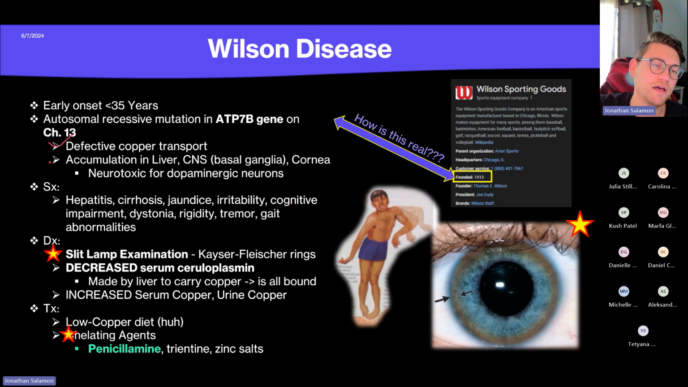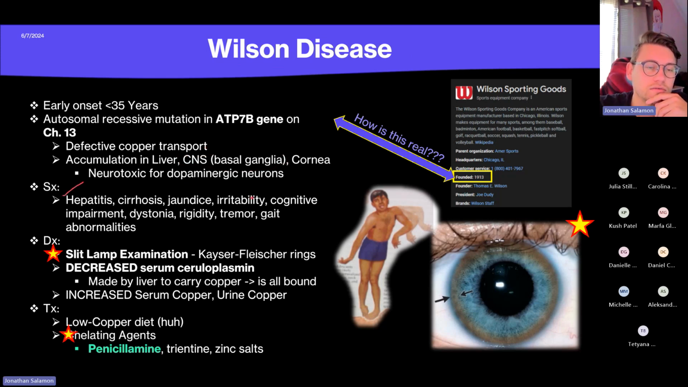The problem is you have defective copper transport. You can't get it out of your cells. It gets in but can't get out. And it's neurotoxic for your dopaminergic neurons. I think earlier I said motor neurons, dopaminergic neurons, which means it affects specifically your basal ganglia, right? Yeah.